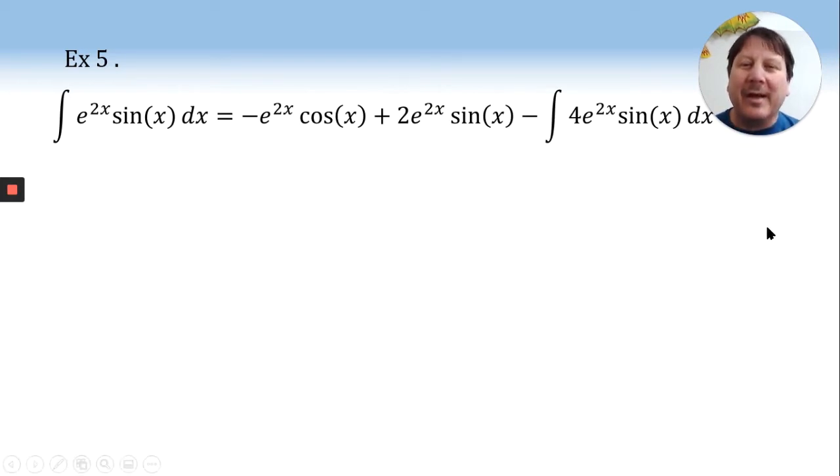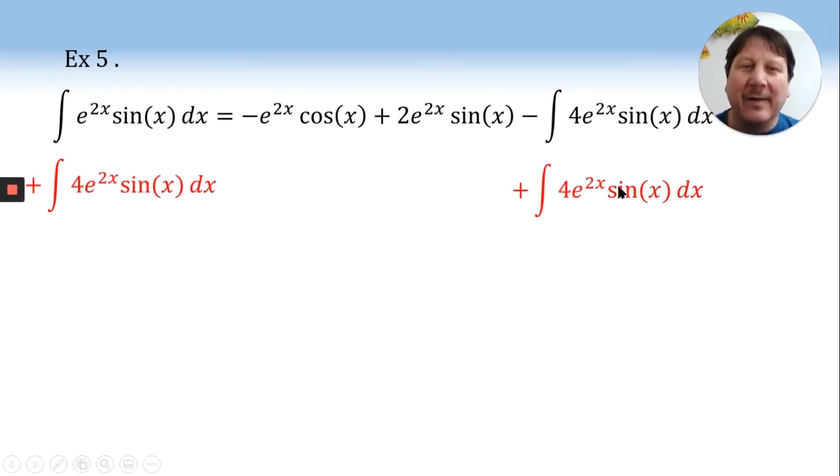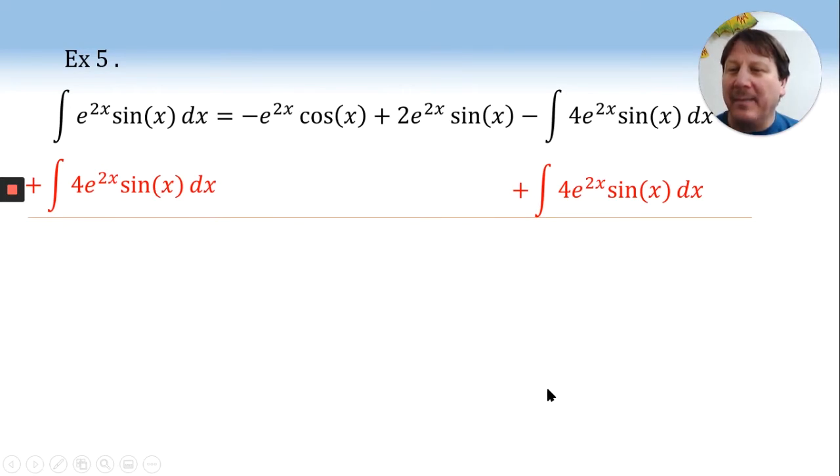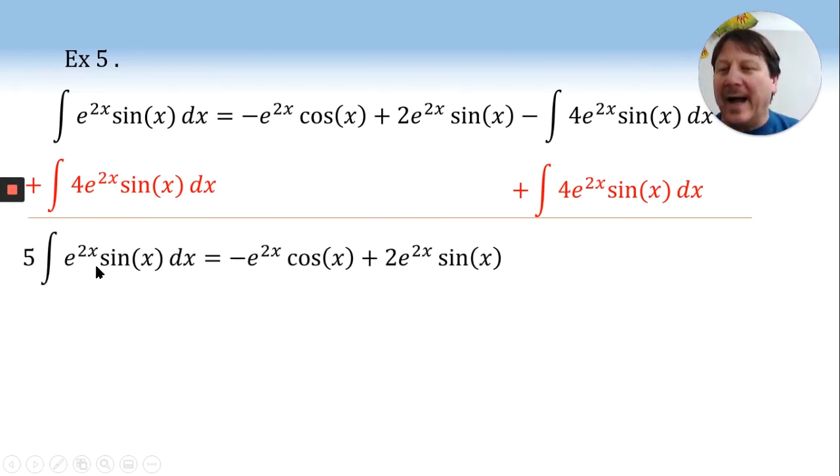Well, let's think about this. If you just kind of back off of all these symbols, you might realize that we just have a pre-algebra math problem here. These are like terms. Over here, I have 1 e to the 2x sine of x dx. And on this side, I have minus 4 e to the 2x sine of x dx. So that's how we're going to treat it. We're going to add 4 of those to both sides and then simplify. So you end up with 5 e to the 2x sine of x dx.